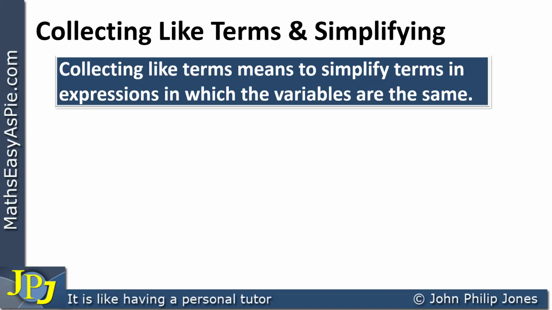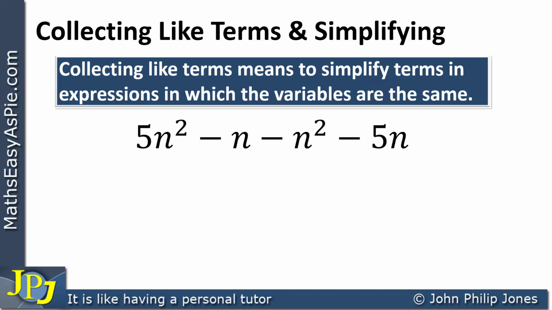In previous videos, we've looked at collecting like terms to simplify expressions in which the variables are the same, and it's been relatively straightforward to identify the variables. We're going to have a look at this example here. If you have a look, you can see in every case, every term has an n present. However, some of the n's are by themselves and others, the n, as you can see, is squared.